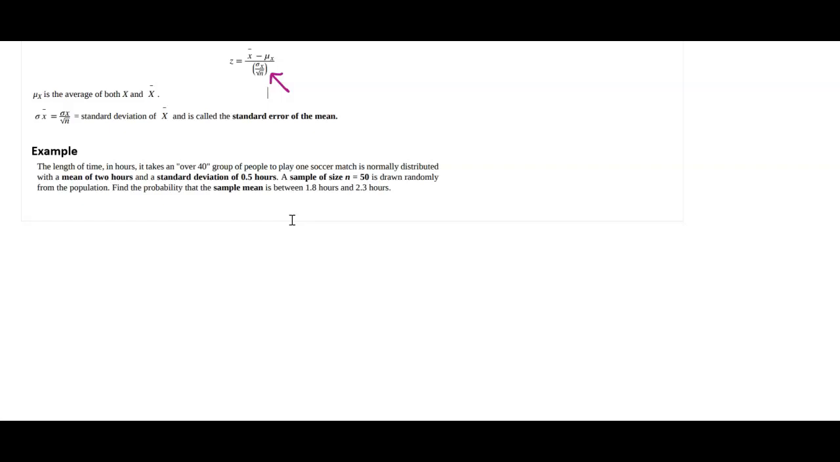The length of time in hours it takes an over-40 group of people to play one soccer match is normally distributed with a mean of 2 hours and a standard deviation of 0.5. So I know that the population of x is normally distributed where the mean of that population is 2 and the standard deviation is 0.5. And that's for all soccer games of this over-40 group of people. Suppose that a sample size of n equals 50 is drawn randomly from the population.